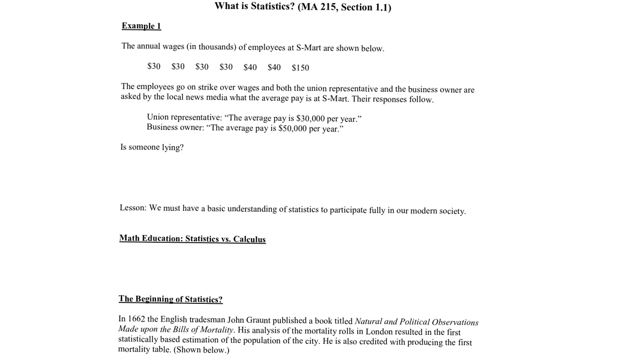You've got the smallest union in the world, but they go on strike over wages, and both the union rep and the business owner are asked by the local news media what the average pay is at S-Mart. You've got a couple responses. The union rep says the average pay is $30,000 per year. The business owner says the average pay is $50,000 per year.